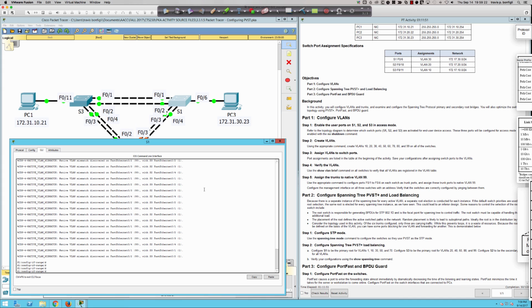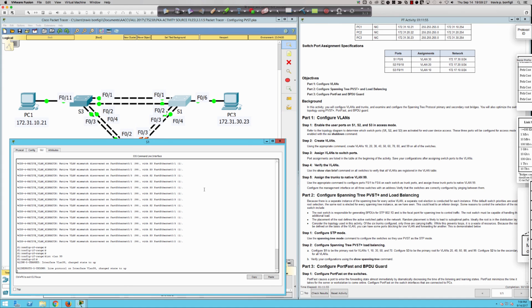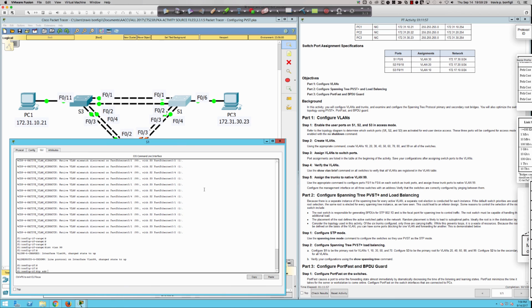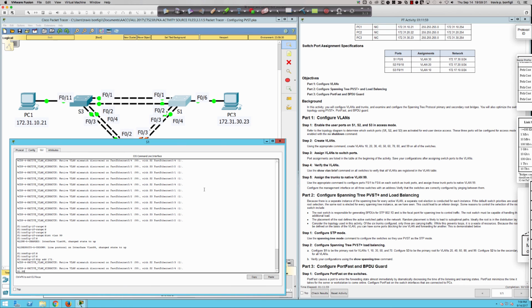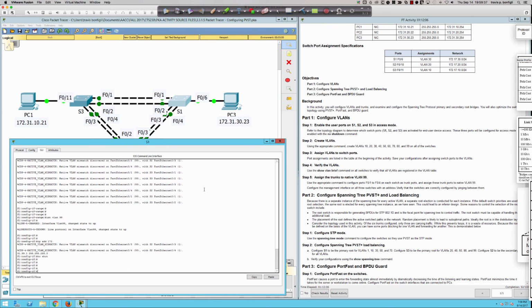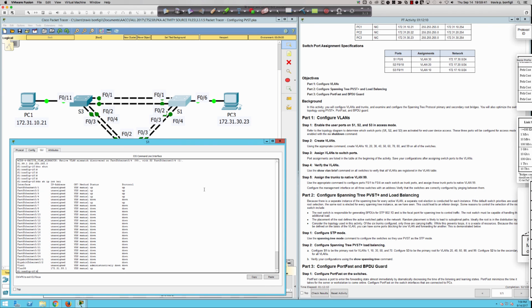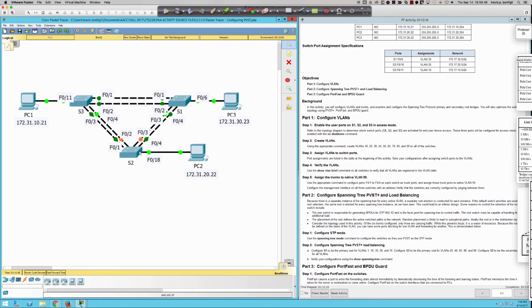That switch virtual interface is going to give us connectivity to the switch on VLAN 99, and the IP address is 172.31.99.1. It's a /24. And I don't have to say no shut. I always do it just out of habit. And now let's do show ip interface brief. And we can see VLAN 99 is up. I'm going to do a quick write mem here. And let's transition to switch 2.